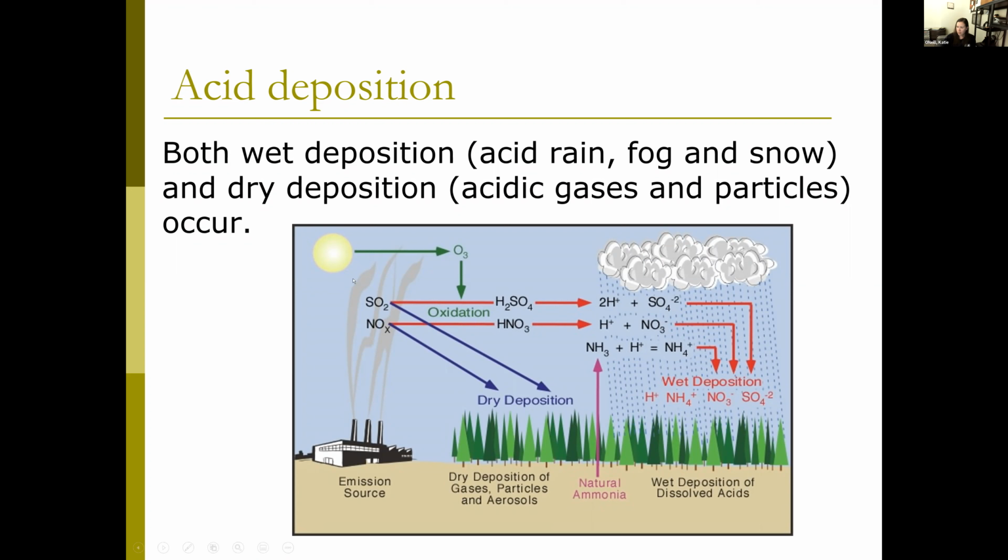All right, and then big surprise, we've talked about some of these pollutants before. A big source of the acidity when you talk about dry deposition is what we call NOx and SOx, so nitrogen and sulfur with oxygen. So we've talked a lot about NOx in the past.